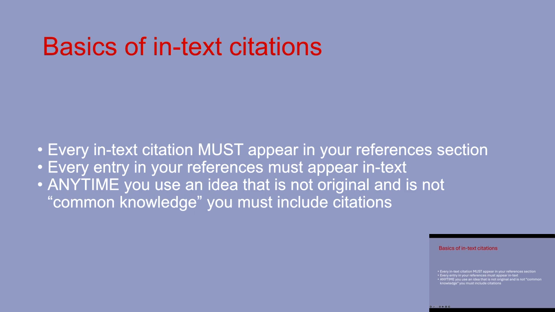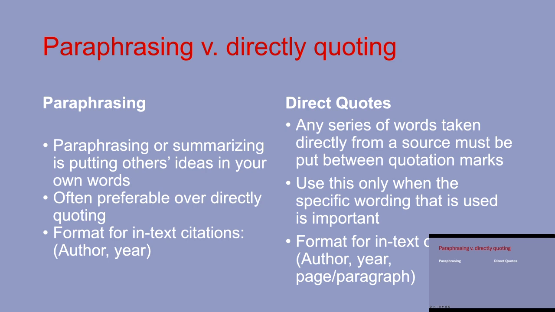So there's really 2 different ways to create citations in the body of your paper, and that's by using either paraphrasing or directly quoting. In paraphrasing, what you're doing is summarizing or putting others' ideas in your own words. Paraphrasing in class settings is often preferable to directly quoting because it really demonstrates that you are synthesizing the material and you know what you're talking about, where we get less of a sense of that with direct quoting. If you're paraphrasing or summarizing someone else's ideas and putting them in your own words, the format for that in-text citation would be author, comma, year.